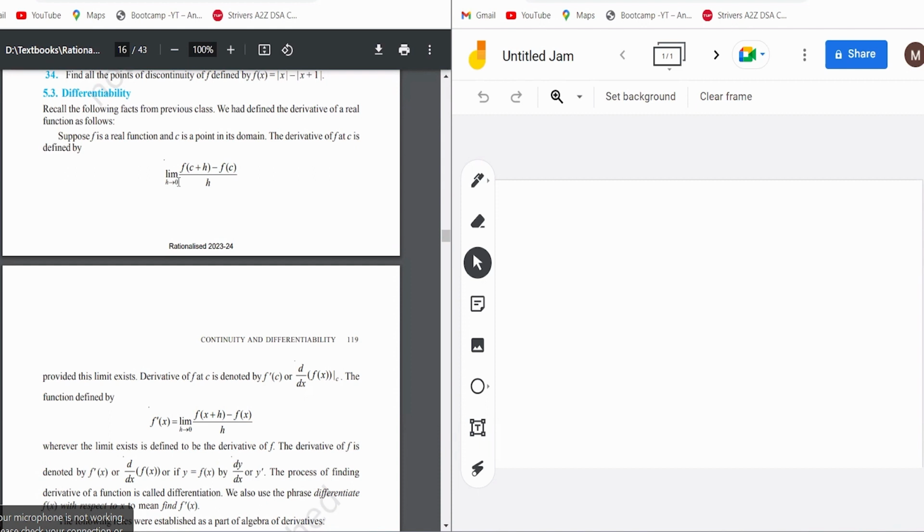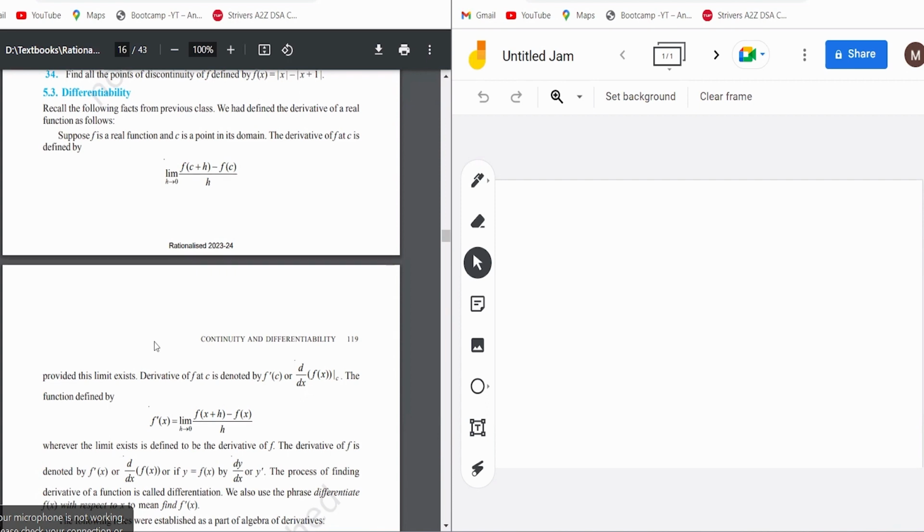And one important thing: we have already read continuity. All differentiable functions are continuous. Without continuity, differentiability can never be there. So this is a lemma, you can say all differentiable functions are continuous, and if a function is differentiable, then it has to be continuous. It is not necessary that if a function is continuous then it must be differentiable. But on the contrary, if the function is differentiable, then it must be continuous.